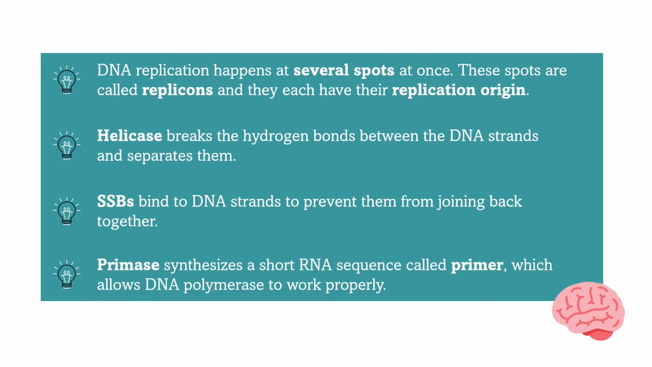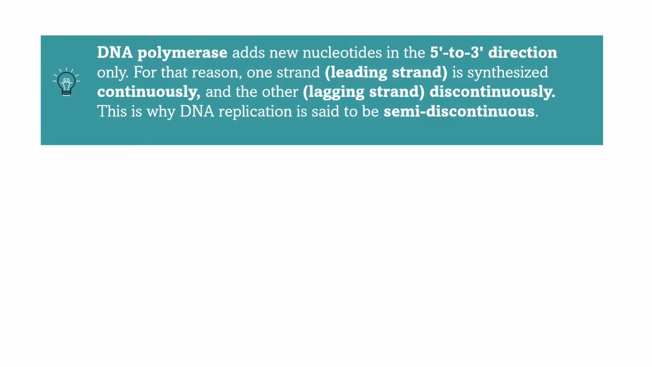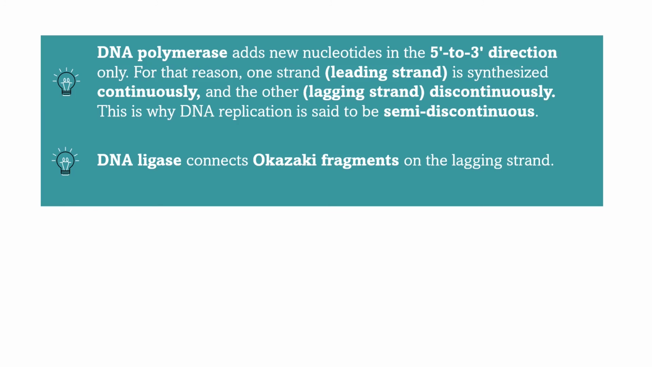Primase then synthesizes a primer which allows DNA polymerase to work properly. DNA polymerase can then add nucleotides, but only in the 5' to 3' direction, which means that one strand, the leading strand, is going to be synthesized continuously, and the other strand, the lagging strand, discontinuously. For that reason, we said that DNA replication is semi-discontinuous. And Okazaki fragments that formed on the lagging strand are then connected by DNA ligase.